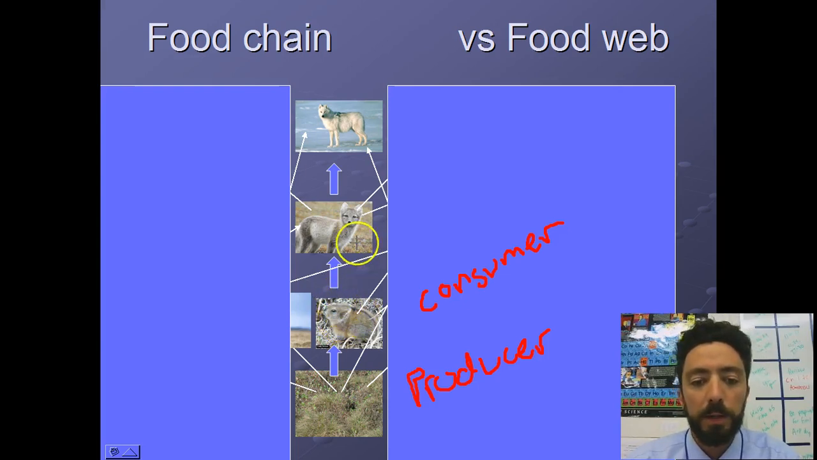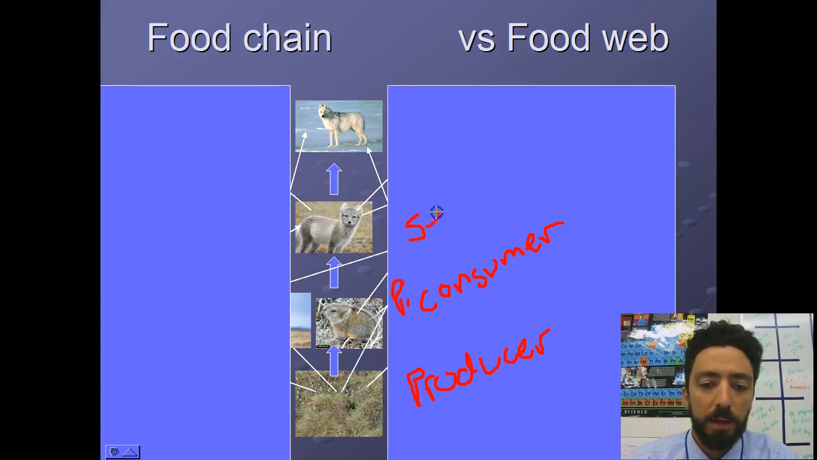So the energy from the lemming gets transferred onto the fox when the fox eats the lemming, and the energy from the fox gets transferred onto the Arctic wolf when the wolf eats the fox. These different levels here, the fox and the wolf, are also consumers. We would have a primary consumer for the lemming.